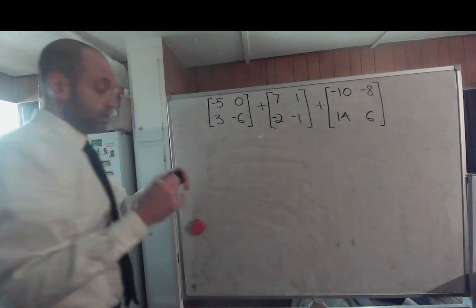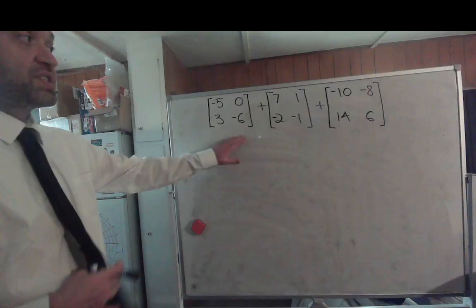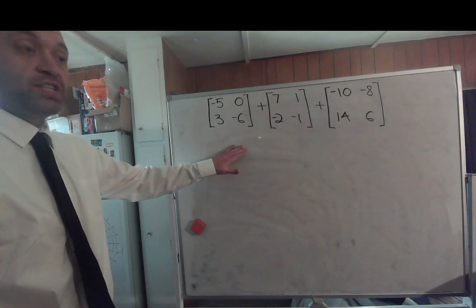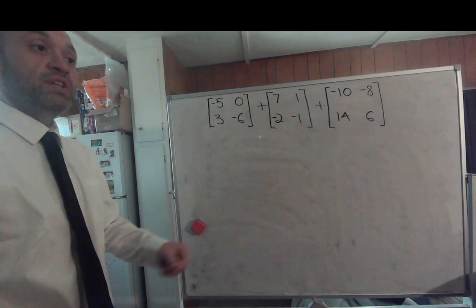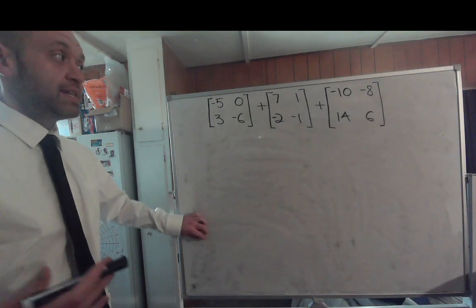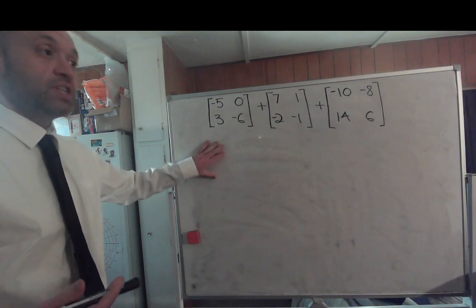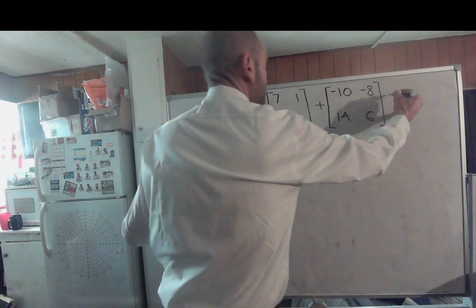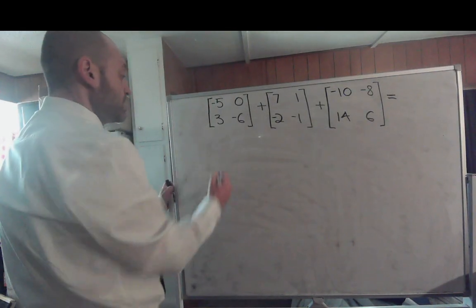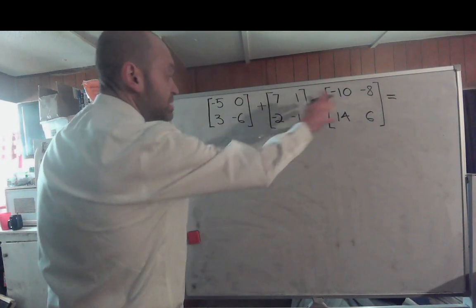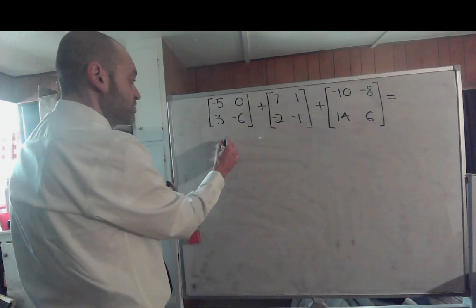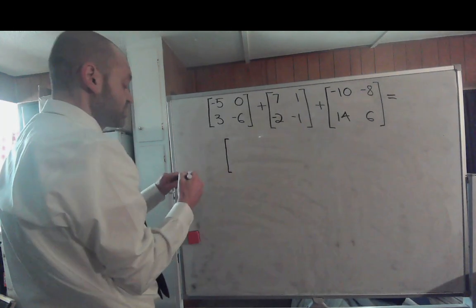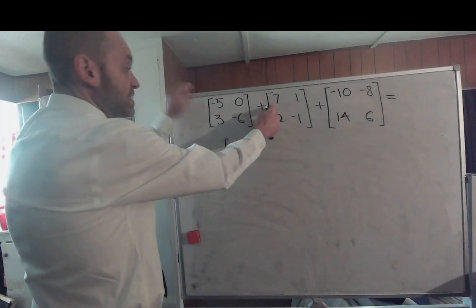If we look at all 3 of these matrices, they're the same dimensions. They're all 2 by 2, right? As long as all the matrices you're adding together have the same dimensions, you can add and subtract. So let's go ahead and do that here. So again, you're just going to add the respective entries in each of these matrices to come up with one matrix. So -5 plus 7 is what?